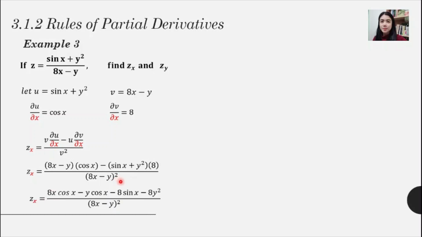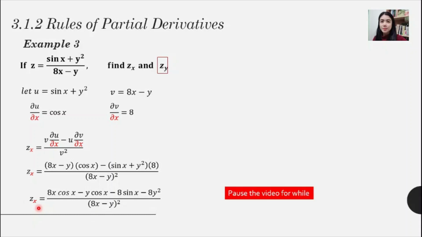So expand it. If you expand this one, this is basically going to give you 8x cos x. Expand this one is basically going to give you minus y cos x. And expand this one, minus sine x with 8 gives you minus 8 sine x. Expand this one, you have minus y squared, multiply with 8, okay, minus y squared with 8 gives you minus 8y squared. Okay, so for the denominator, we just leave it this way. So this is the answer for ∂z/∂x.